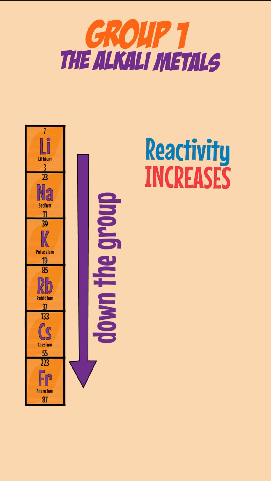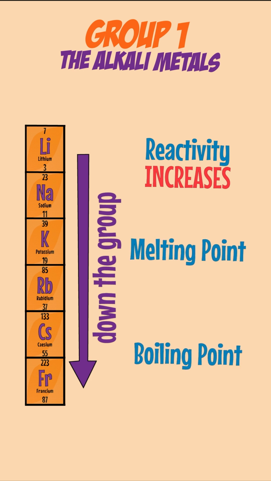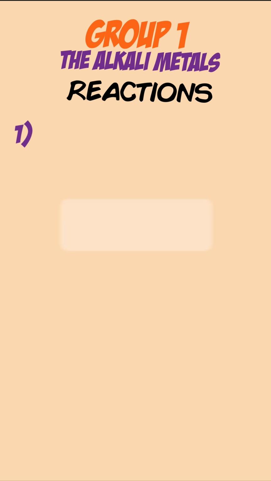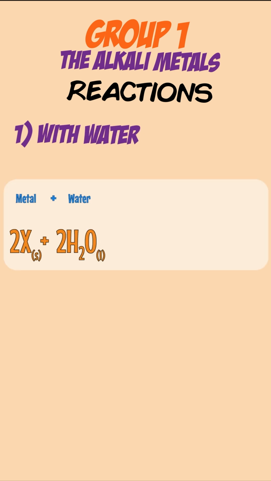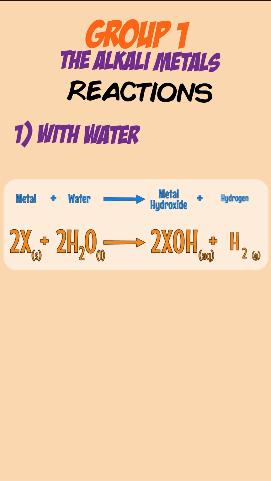Another trend you observe is that as you go down the group, the melting and boiling points of the group 1 elements decrease. Now there are 3 types of reactions that you need to know for the group 1 metals. The first is the reaction of the metal with water. When they react, the alkali metals form metal hydroxides and hydrogen gas. These reactions are very vigorous and even more violent as you go down the group.